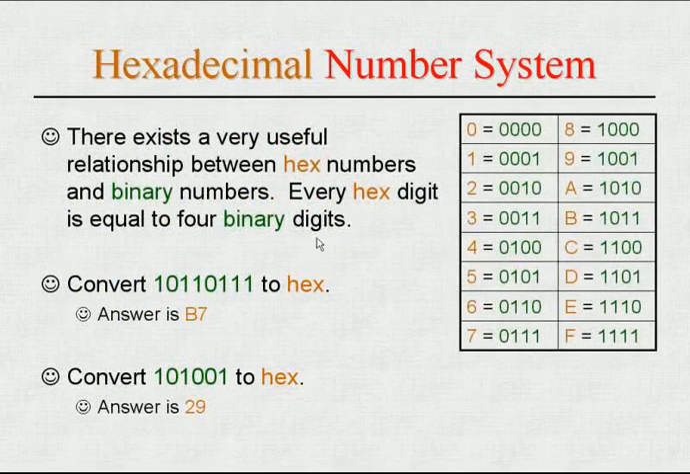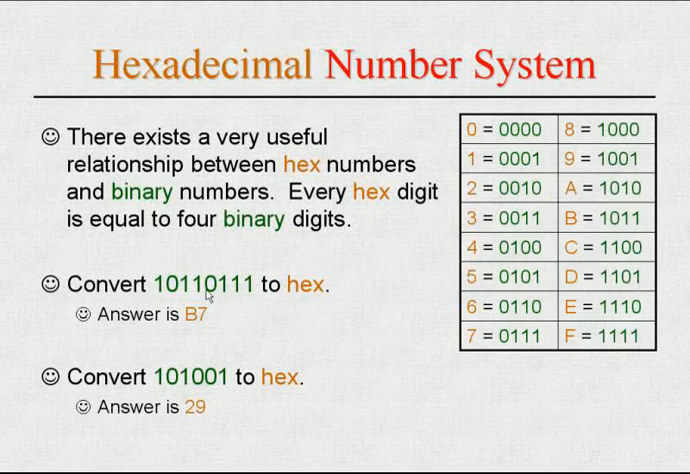There exists a very useful relationship between hex numbers and binary numbers. Every hex digit is equal to 4 binary digits. So you can see here, if we take all the hex numbers from 0 all the way to F and write out the binary number equivalent, we can see that the letter A is equal to 1010. The letter D is equal to 1101. The number 4 is 0100. Using this, you can convert any binary number to hex or vice versa, hex number to binary. You just have to remember this table here.